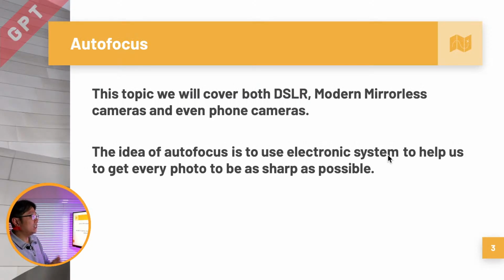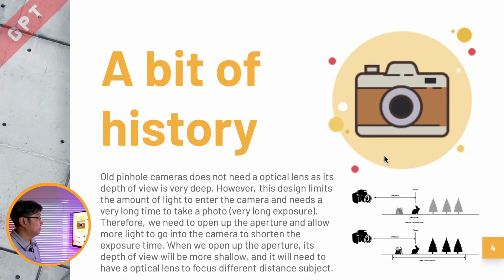Autofocus. This topic will cover not only the DSLR camera, we will also cover a little bit about the mobile phone as well. Of course, we will also mention the modern mirrorless camera. The idea of autofocus is using an electronic system to help us focus every photo to get it as sharp as possible. Later on, we will explain why we need autofocus.